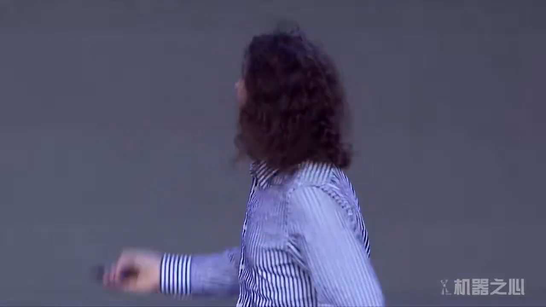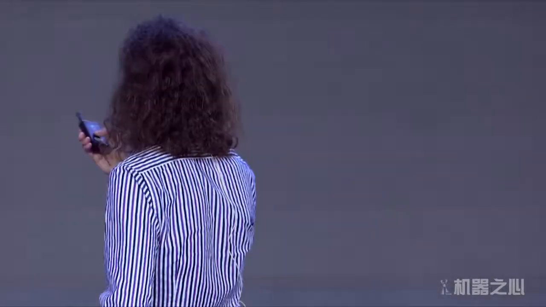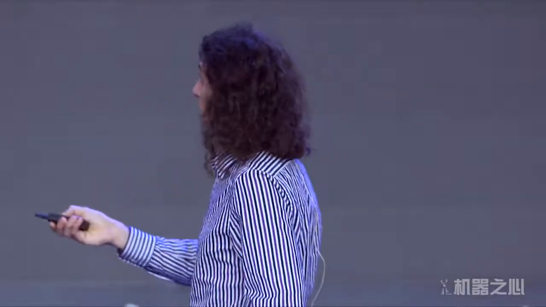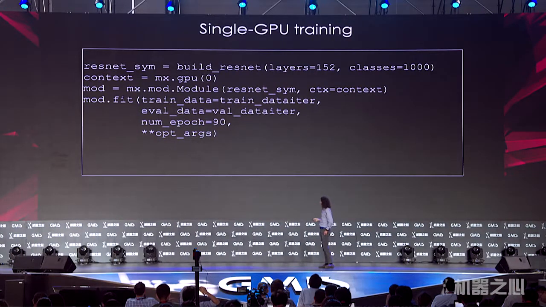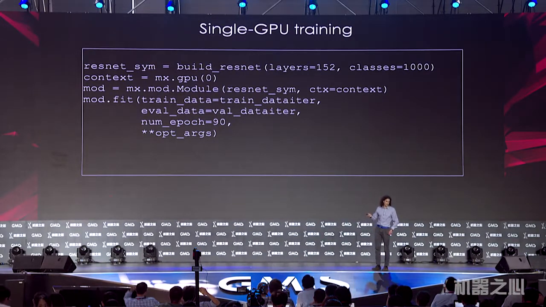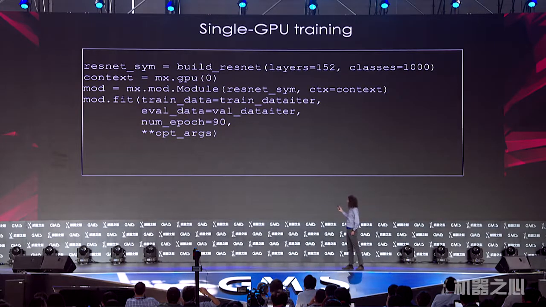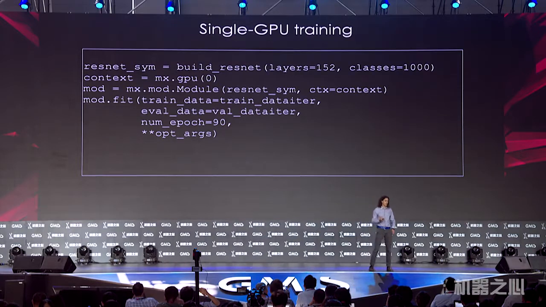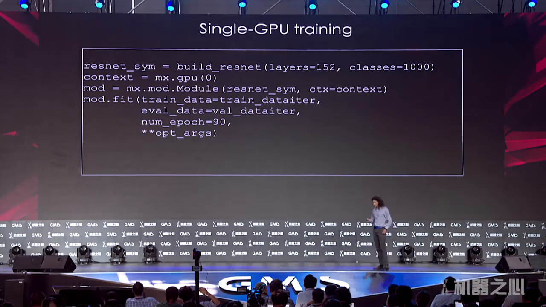Now, here's the code for single GPU training. It starts out with creating the ResNet object with all 152 layers, and that gives you the symbol object, which is a pointer to the end of the computational graph. Then we create the context object, and we bind those two into a module, and then the module is the thing that we train by passing in the training and evaluation data. And then we also pass in the optimization arguments like the number of epochs.